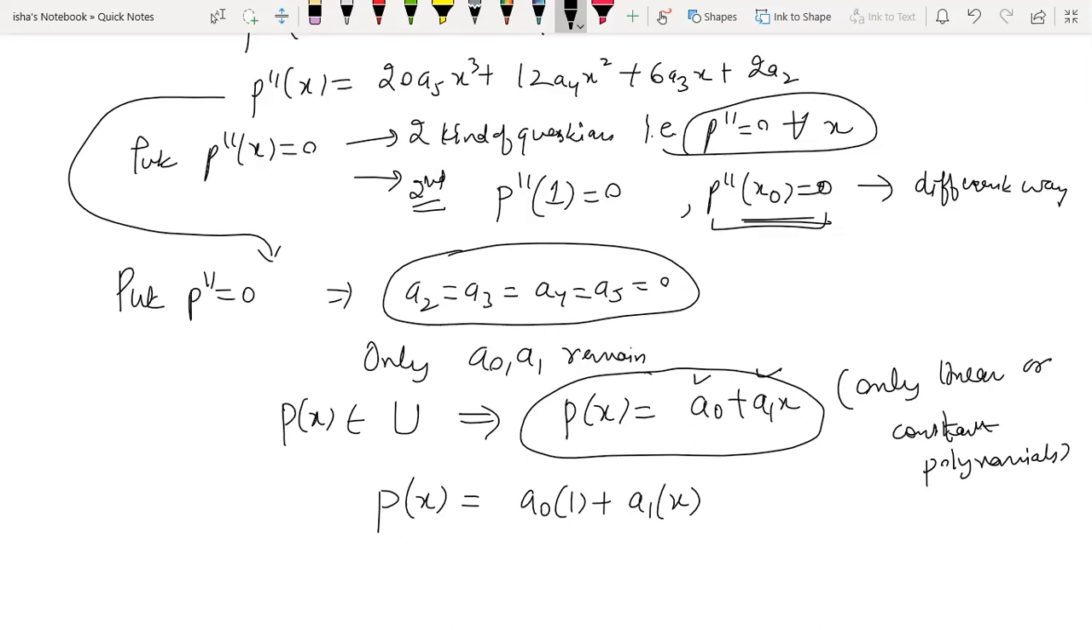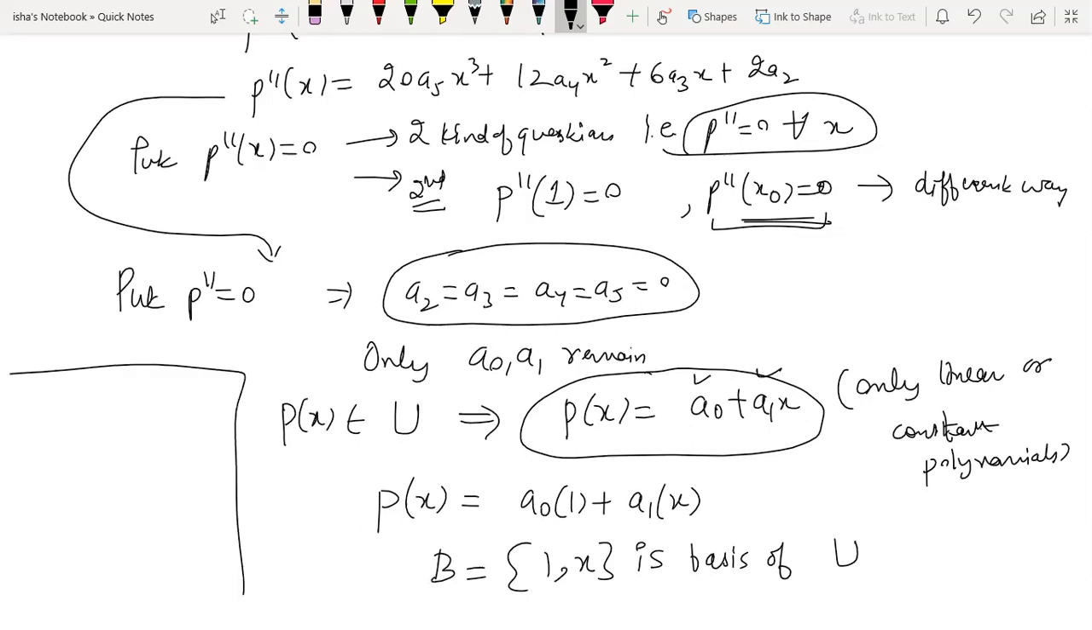Just like in previous examples, I told you to look at how many a, b, c, d are remaining, and that will be the number of elements required in the basis. So you can see two scalars here, a naught and a1. So I will be writing it like a naught into 1 plus a1 into x. So this set B containing 1 and x, I am claiming to be the basis of U.